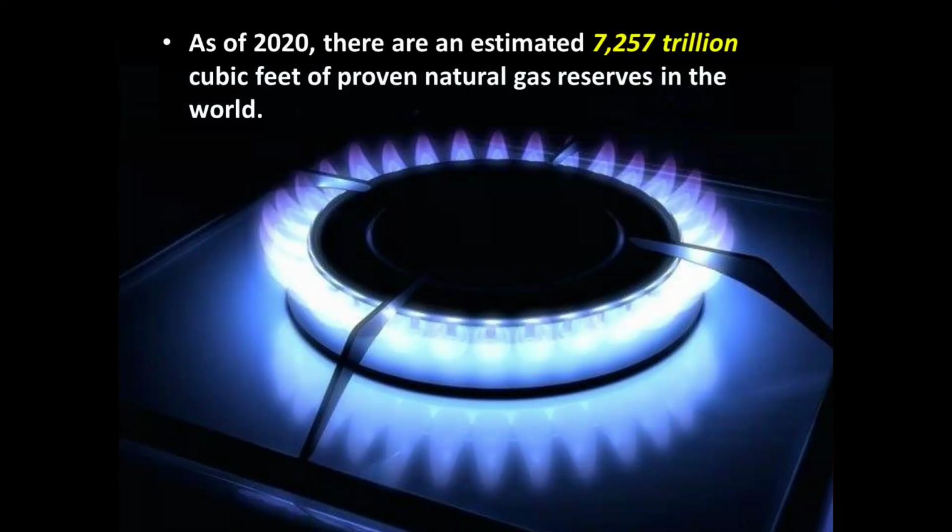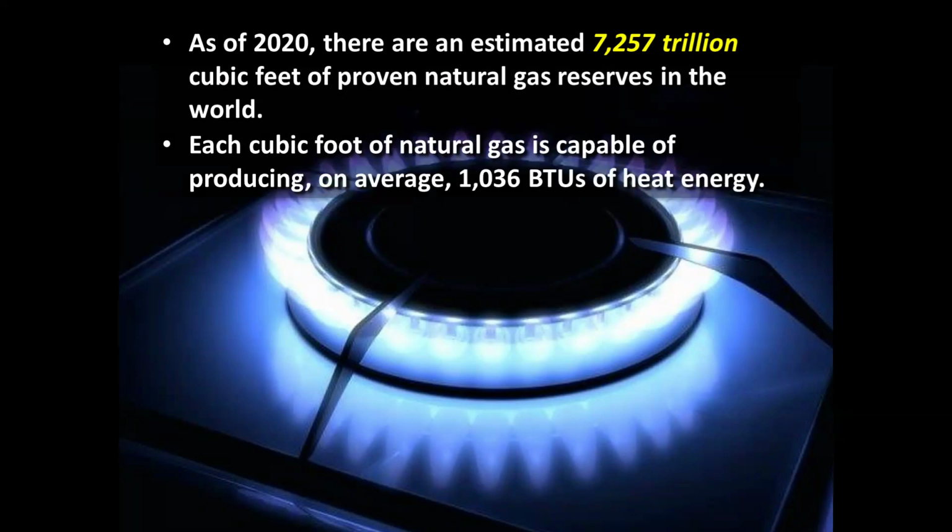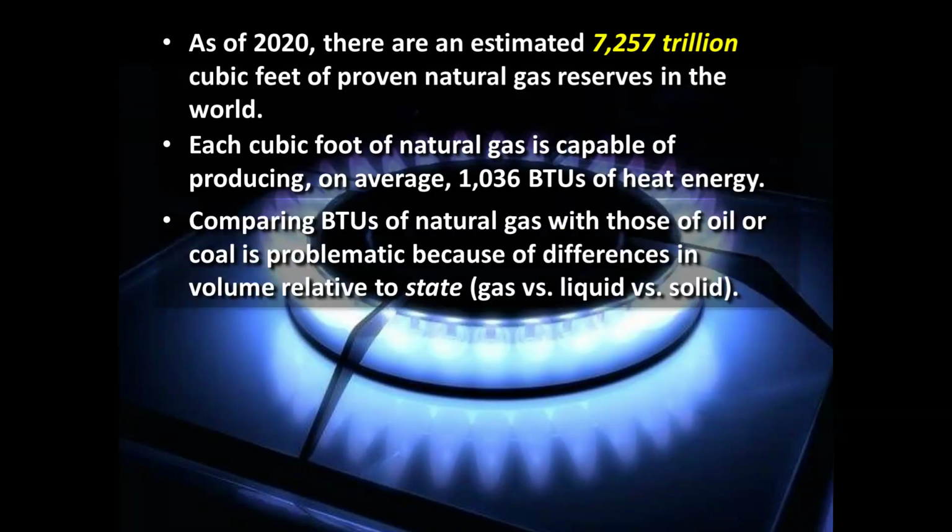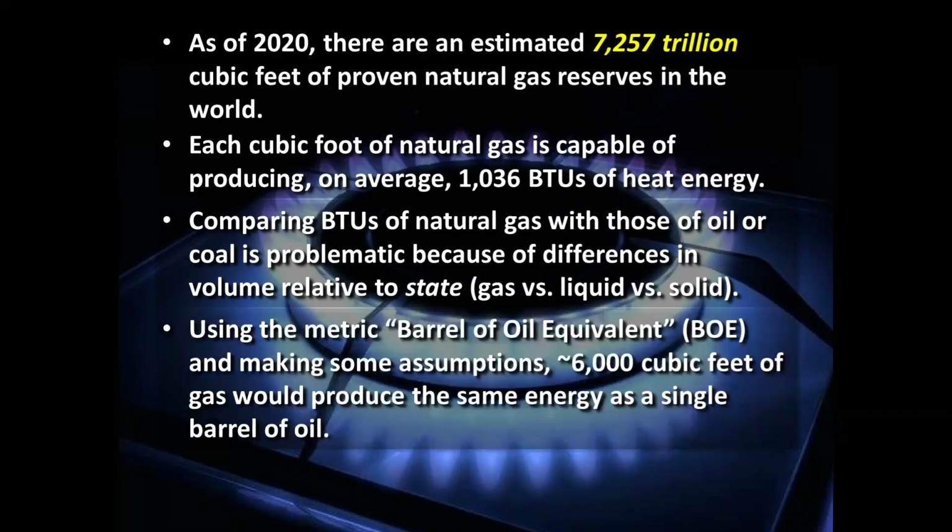Now, natural gas we use for any number of things. It does provide a fair wallop. Again, because it's a gas, we're going to have to change things up a little bit to compare it to petroleum and compare it to coal. So, as of 2020, there are 7,257 trillion cubic feet of proven natural gas reserves in the world. Each cubic foot of natural gas is capable of producing a little over 1,000 British thermal units of heat energy. Now, as I just said, comparing BTUs of natural gas with those of oil or coal is a bit of a challenge because you're talking about a gas versus a liquid versus a solid.